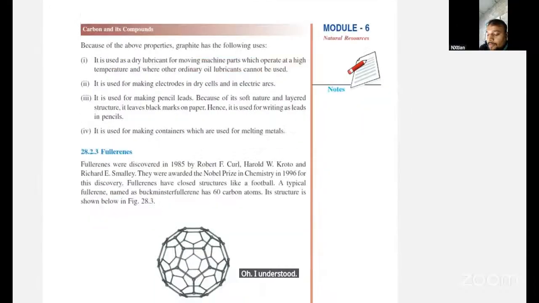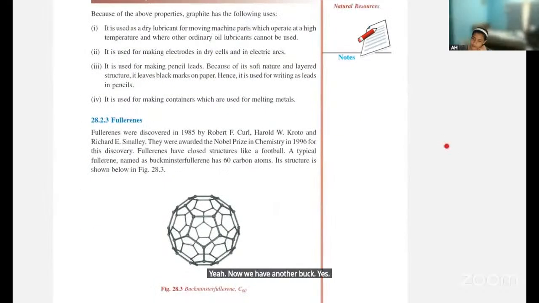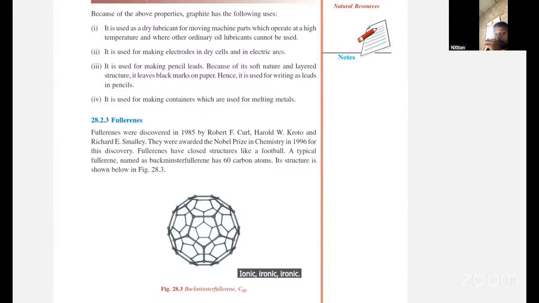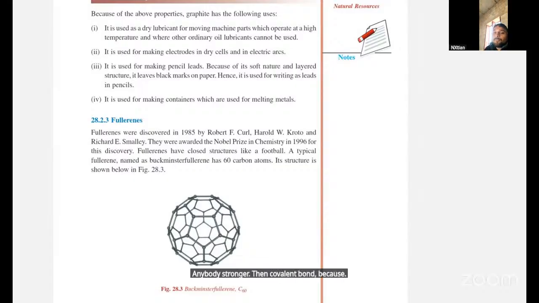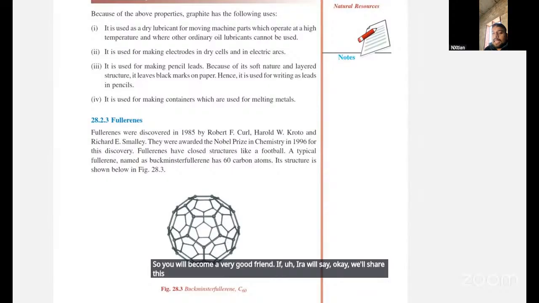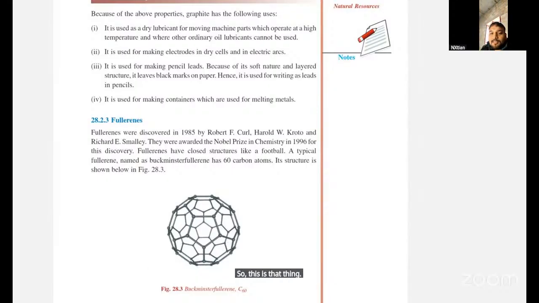Now another question: which is stronger, ionic bonds or covalent bonds? Ionic. Okay. An ionic bond is stronger than a covalent bond because, as I told you, if Ira says this makeup kit is yours, you will become a very good friend. If Ira says we'll share this, that's a normal thing. So this is giving the whole thing, then making a very good friend.